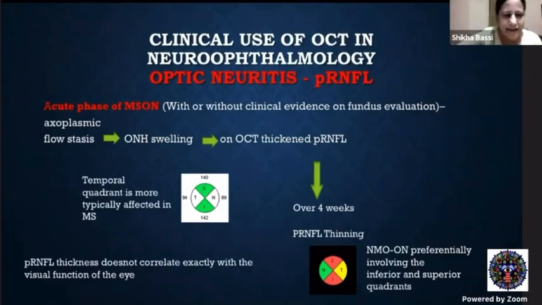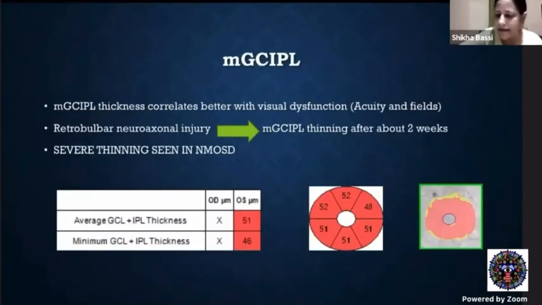Very important thing here is your RNFL layer thickness does not tell you anything about the visual function. It doesn't tell much about the visual function of the eye. We'll see later in one of the example cases.